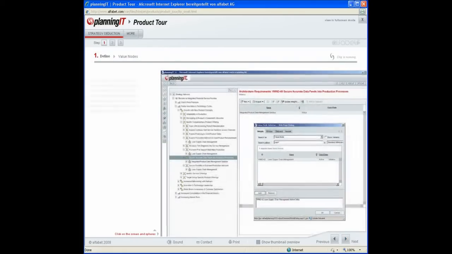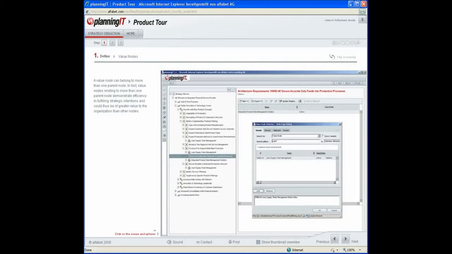Value nodes. A value node can belong to more than one parent node. In fact, value nodes relating to more than one parent node demonstrate efficiency in fulfilling strategic intentions, and could thus be of greater value to the organization than other nodes. Here we can see that the initiative, Lean Supply Chain Management, supports several architecture requirements.